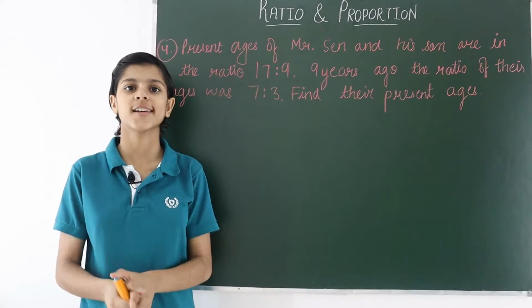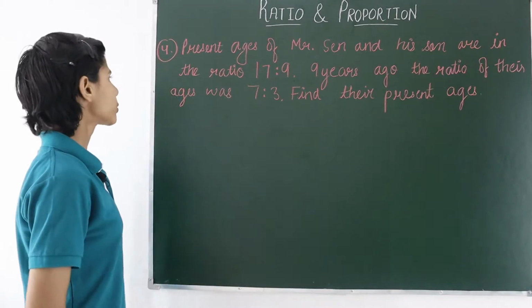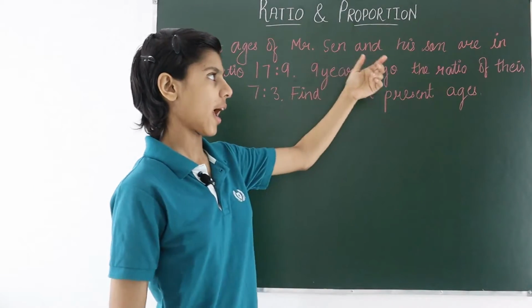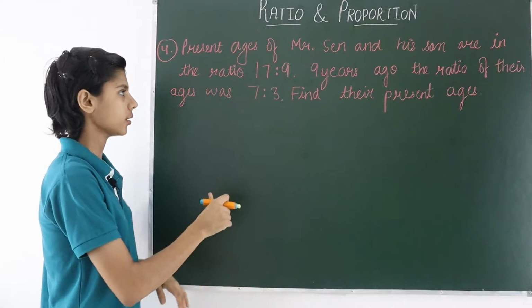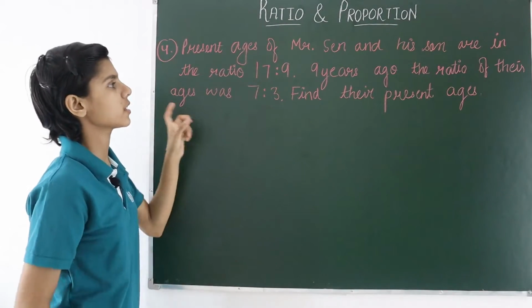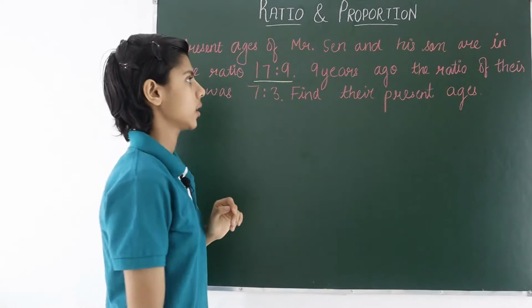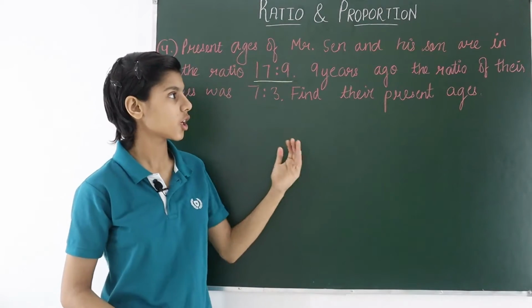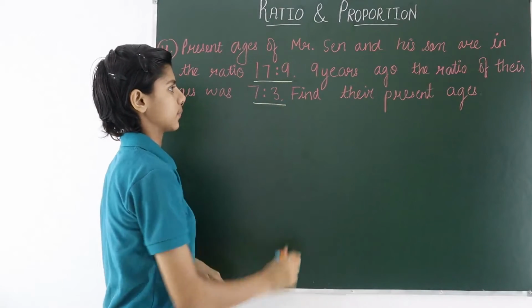So friends, here is one more statement question related to ratio. The question is: the present ages of Mr. San and his son. There are two persons, Mr. San and his son. The ratio of their present ages is 17:9. 9 years ago, means 9 years back, the ratio of their ages was 7:3. Find their present ages.